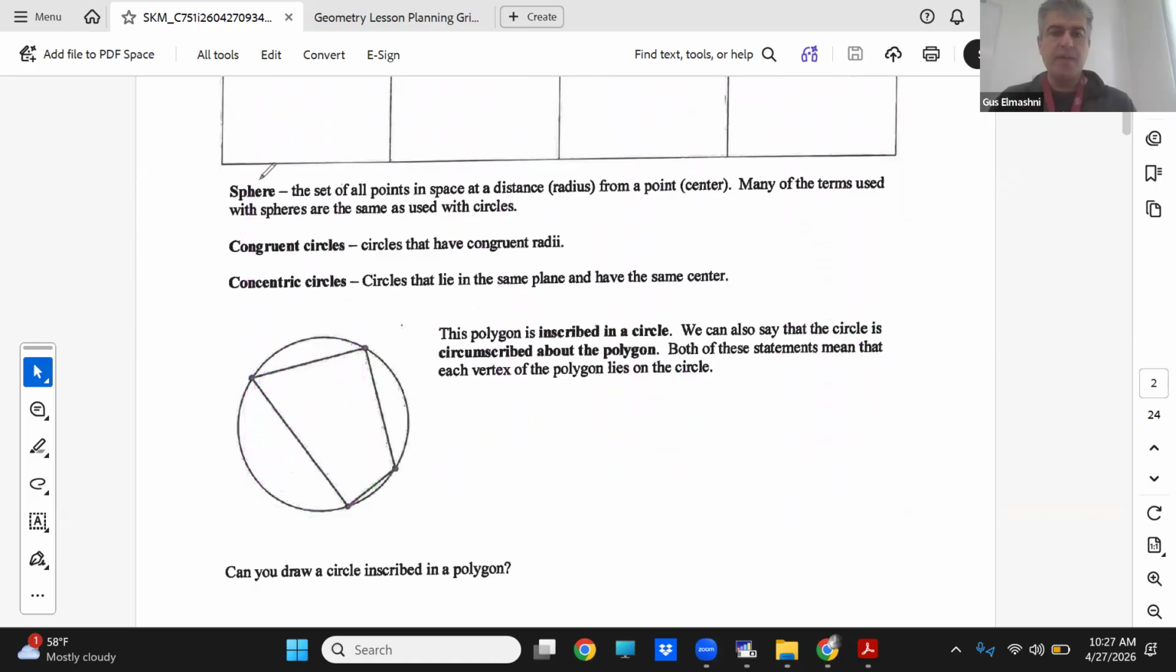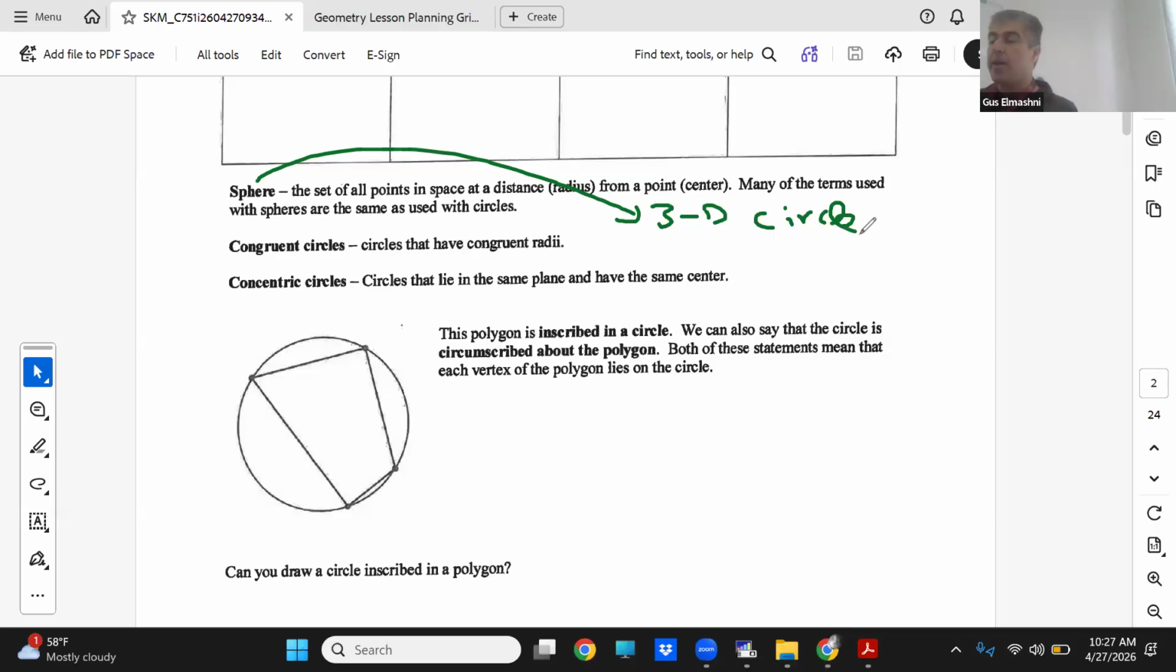A sphere is like a 3D circle. If you took a circle and rotated it in so many different ways, you wind up sweeping or forming a sphere, right? So that's all it really is. Congruent circles have the same radii. Concentric circles share the same center, but probably will have different radii.